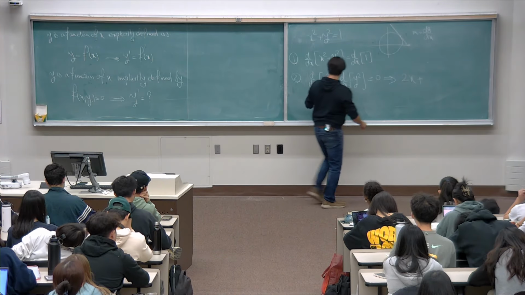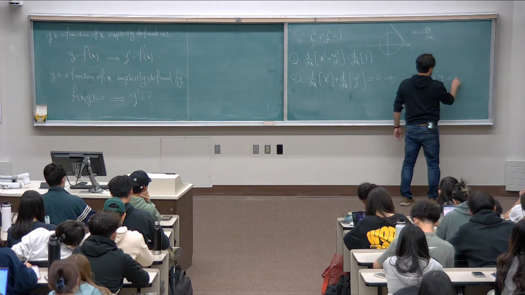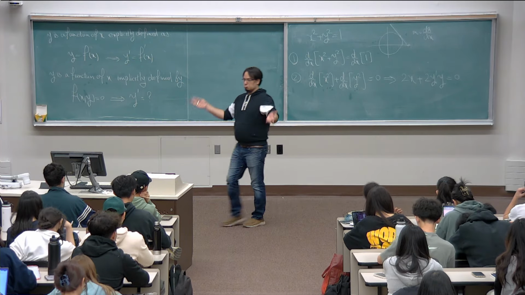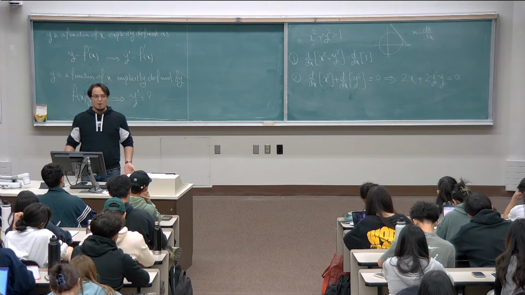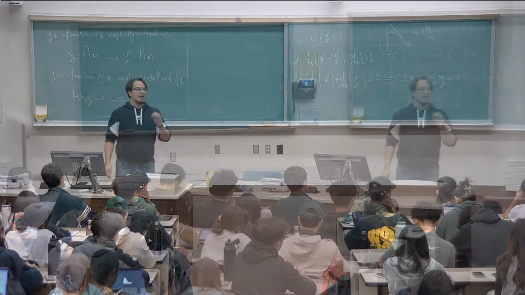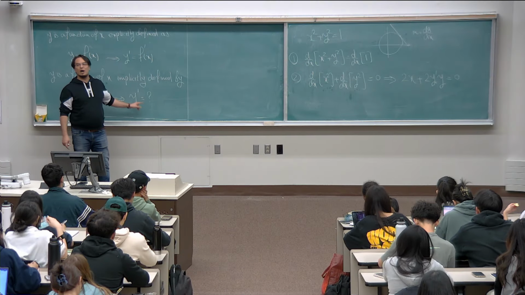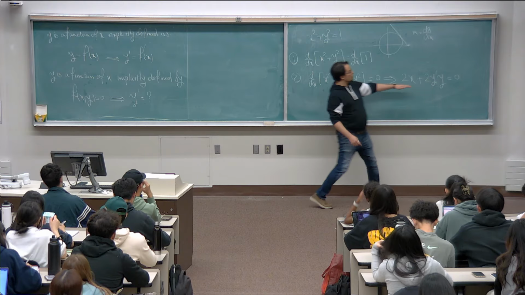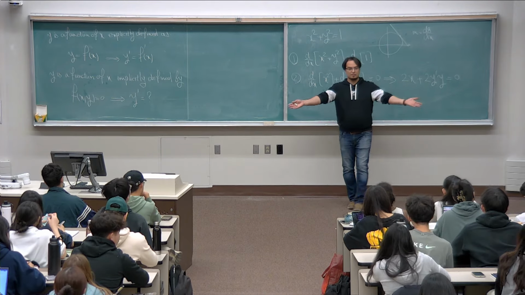So this will be 2x plus 2y y prime equals 0. There's nothing else to do. I did all the differentiation. But remember that I was asked to find what is y prime, or what is dy dx. Now, I have an equation for y prime. I have to solve it for y prime.